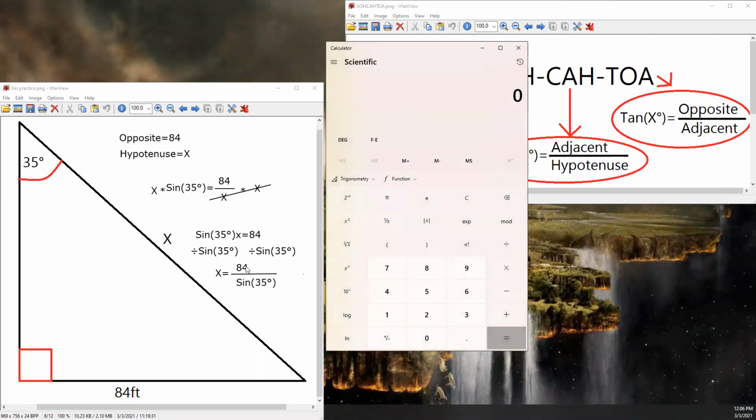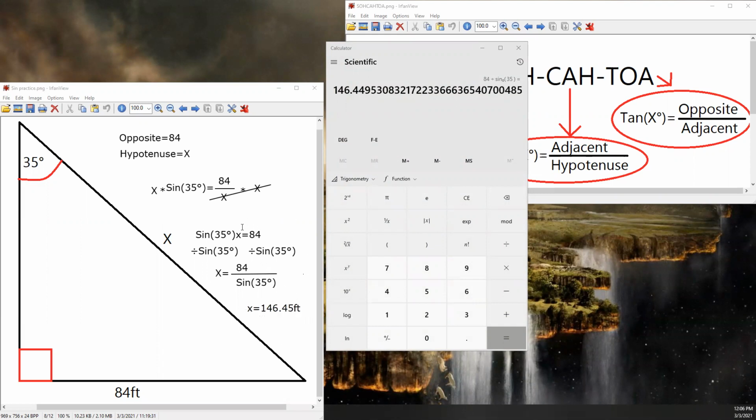So we've got 84 divided by the sine of 35. We're going to put that in almost that order. We're going to do 84 divided by, now you have to put the angle in first, 35, then go to the trig function and hit sine, and hit equals. Don't forget to hit equals. Do not forget. But in the end, that's it. That's our x. X equals 146.45, because this 4 would round up because of the 9. What is it, feet? Yeah, feet.